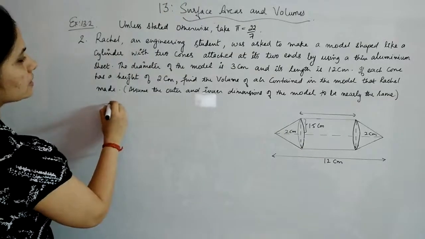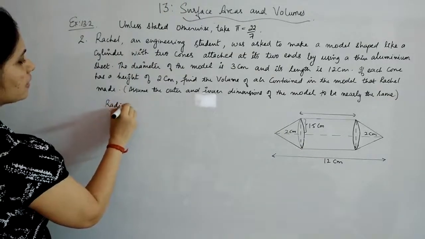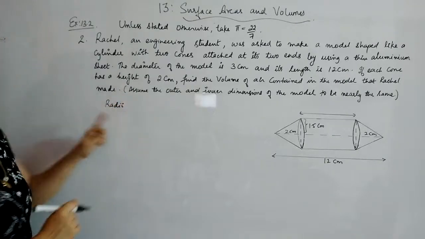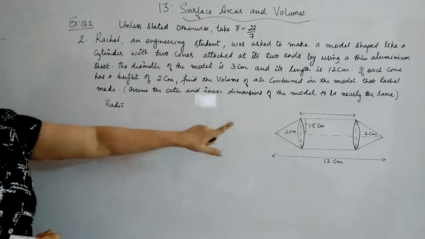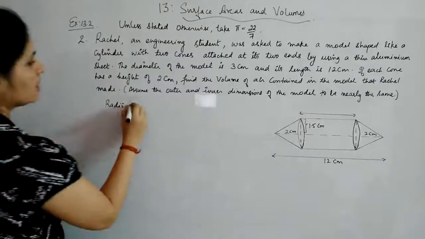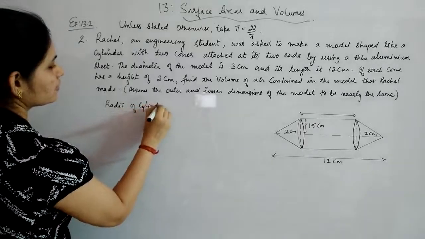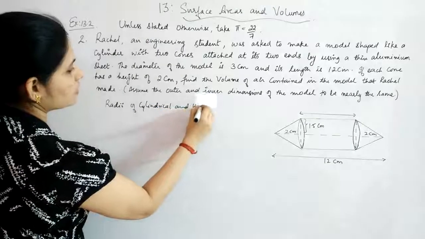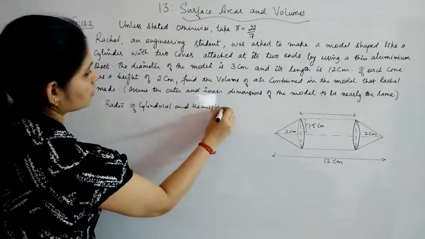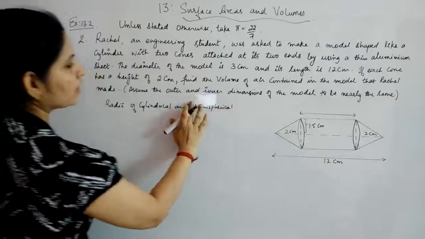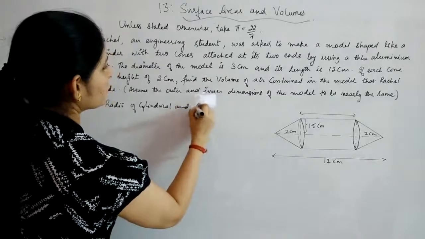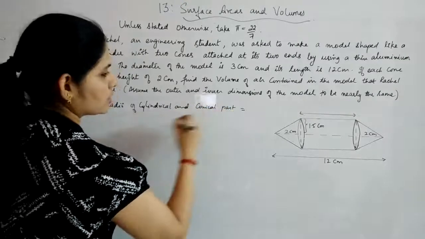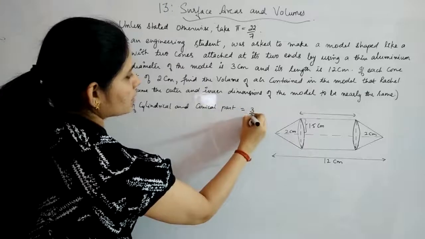Now we will start with the radii. Okay, we can say radii because it is the radii for both the conical as well as the cylindrical part. Radii of the cylindrical and conical part will be equal to 3 by 2 centimeter. Why?